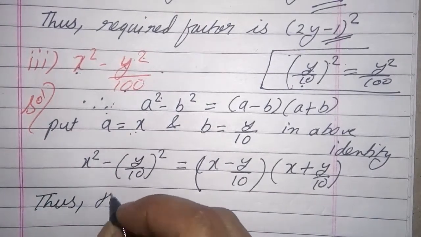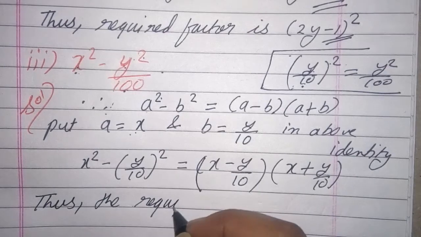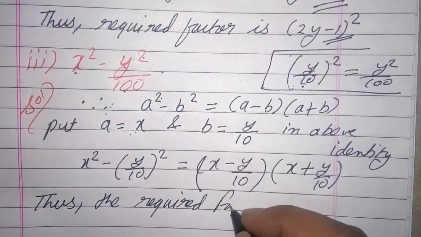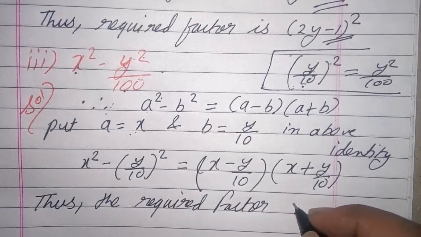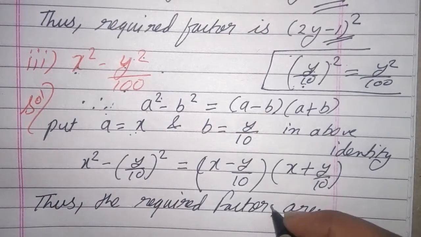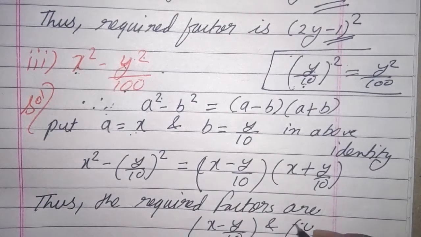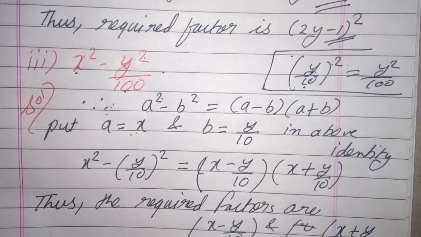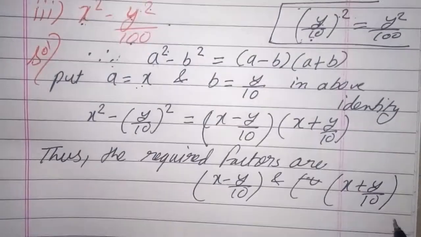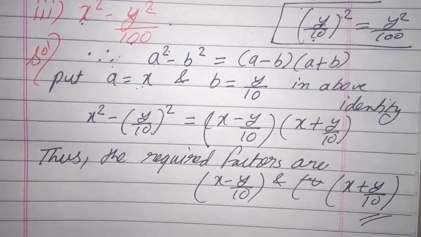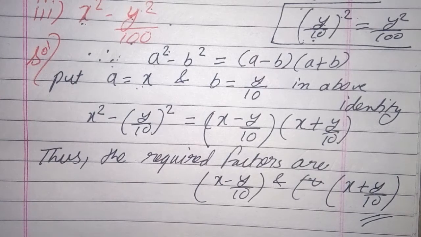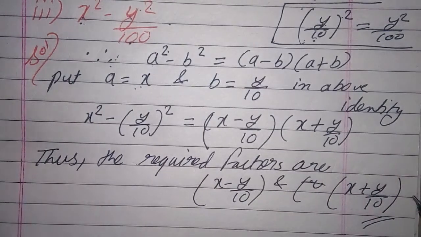So thus the required factors are x minus y upon 10 and x plus y upon 10. That's it. So these are the required factors of the third part. Okay. Now the next question.